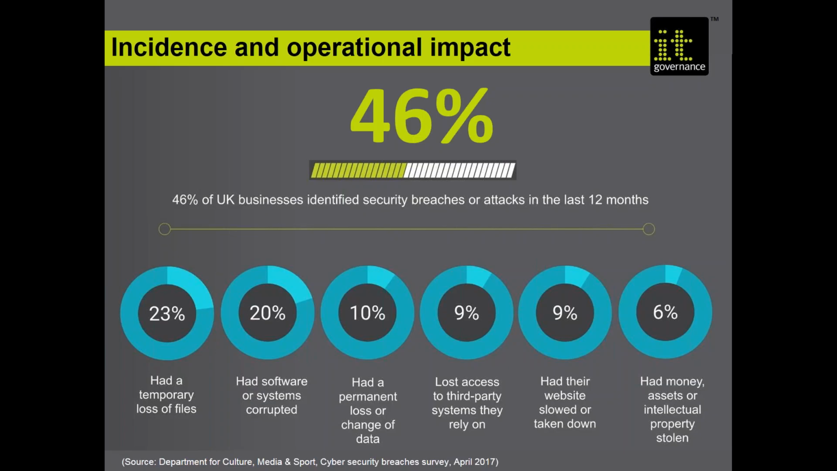So who do cyber attacks happen to? Well, many of you will have heard the famous quote from John Chambers when he was the CEO of Cisco, that there are 2 types of companies in the world. There are those that have been hacked and those who don't yet know they've been hacked. And to be honest, this is perhaps an apocalyptic view of the world, and it's certainly true that we're all targets. In fact, 46% of all UK businesses identified security breaches or attacks in 2016.